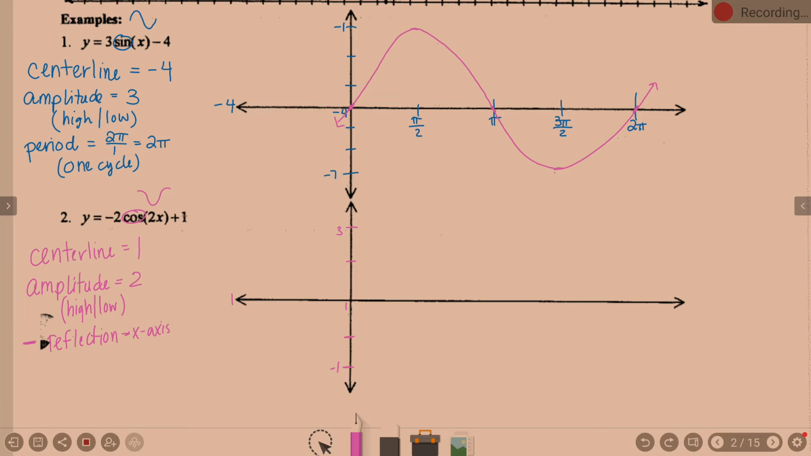Okay, now the reflection. What's that change? Instead of a valley, it's going to be a mountain. My brain now has to visualize that, oh, we're going to draw a mountain instead, or however you think about it. Okay, let's talk about what is the period of this graph.